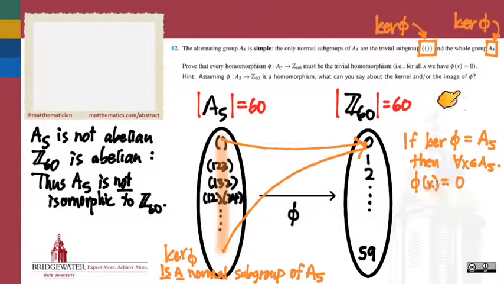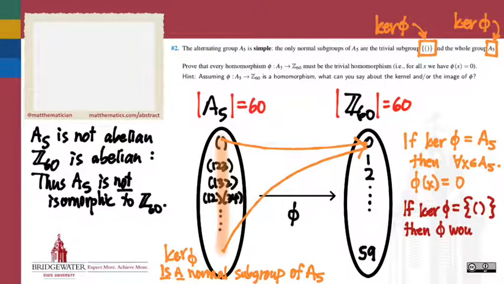And by the way, that's supposed to be the conclusion that we're drawing here. So we want to show that this must be the case. Which means, by the disjunctive syllogism, we need to outlaw the other possibility. So what would happen if the kernel of phi were trivial? Then there would be an isomorphism between A5 and Z60. Why? Because a homomorphism between two groups of the same order must be an isomorphism.